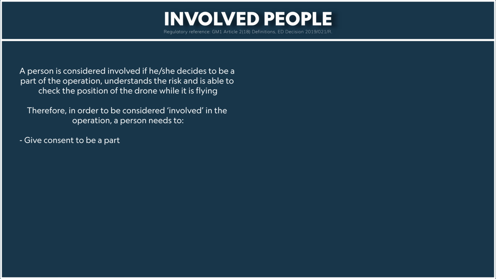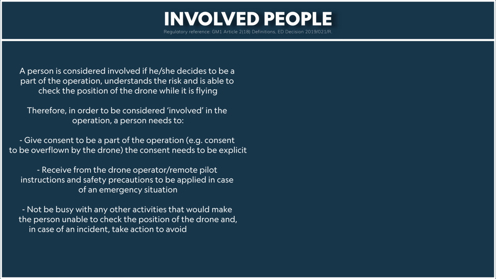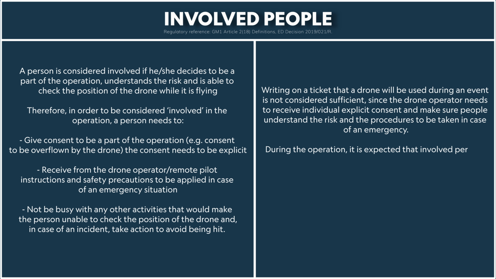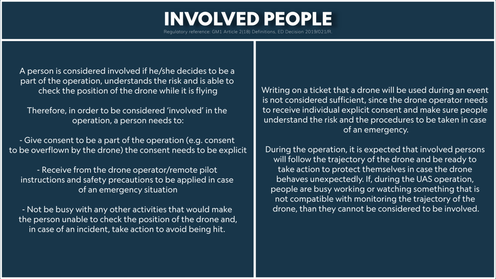Involved people are people who are directly involved in your flight. For example, drone pilot, observer, operator, and the customer. An exact description from EASA you can see on the screen.